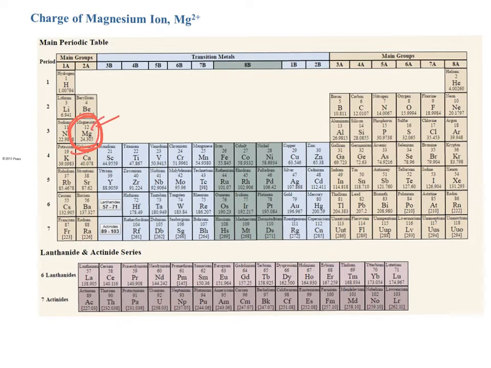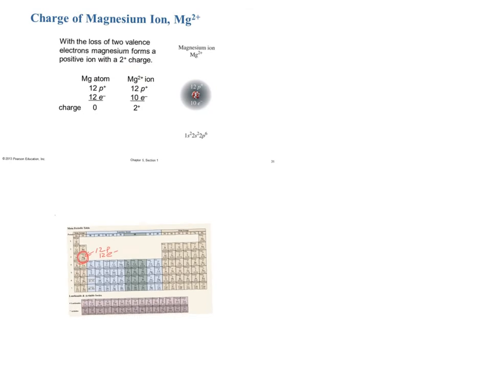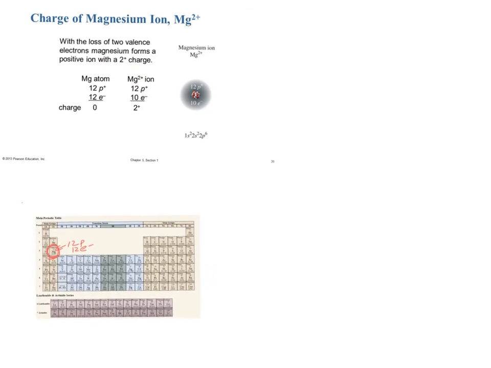Magnesium is atomic number 12, so that means it has 12 protons and 12 electrons in its neutral form. If we were to draw out the location of those electrons, well, let's get our nucleus drawn here first. Our 12 protons there.